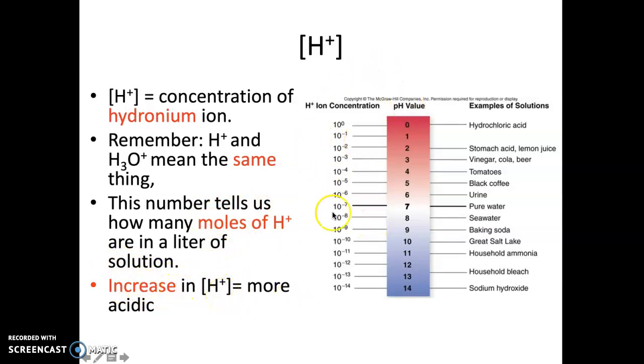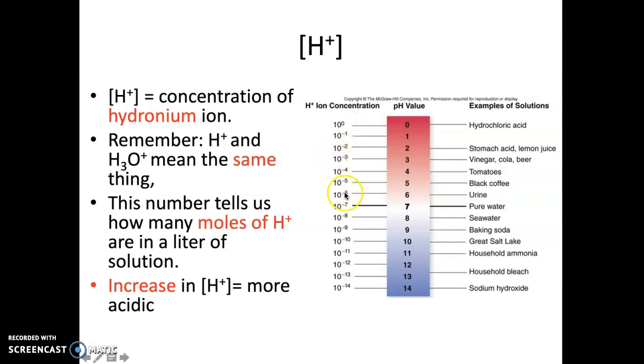So let's look over here at this chart. So 10 to the negative 7 is pure water. That's a concentration. That's a number. 10 to the 0th power means 1. So if my concentration is 1 molar, its pH is 0. Okay, I can actually get a negative pH because if I had an acid with a concentration of, let's say, like 3 molar, it's going to be more concentrated than that.